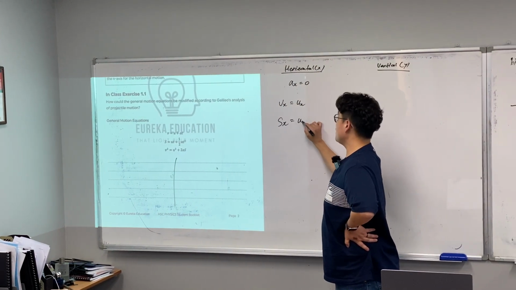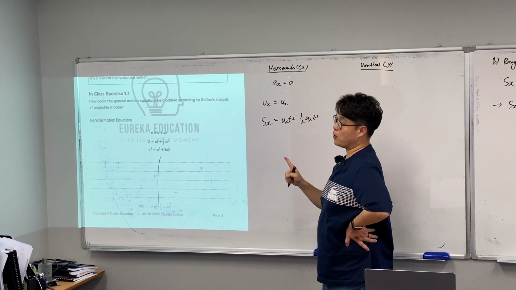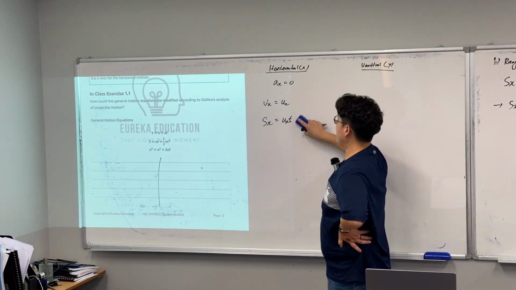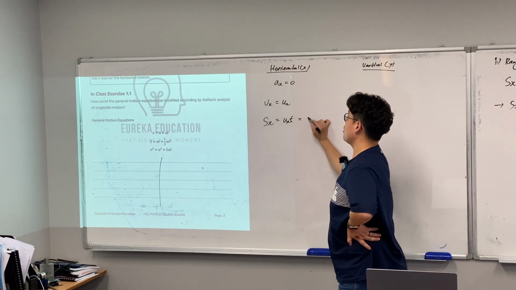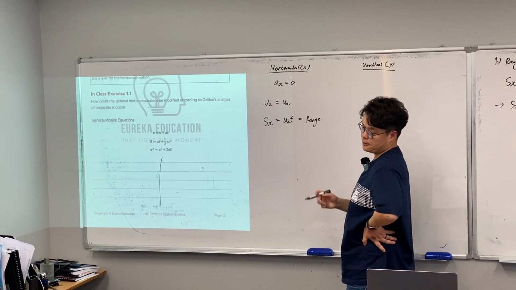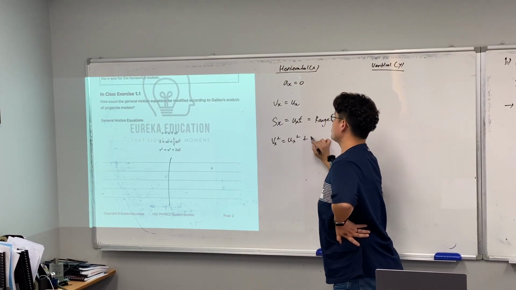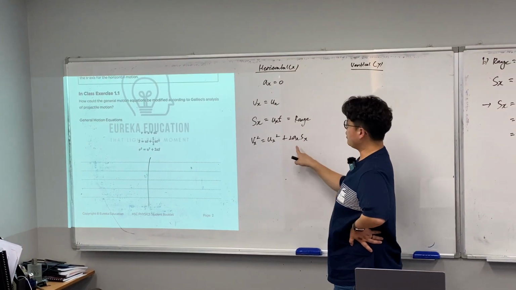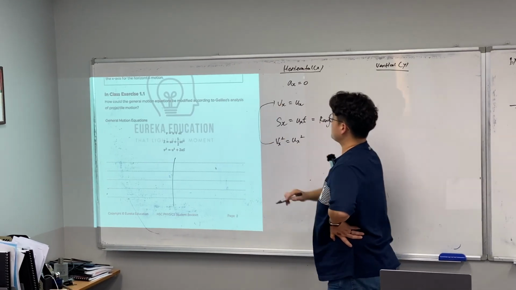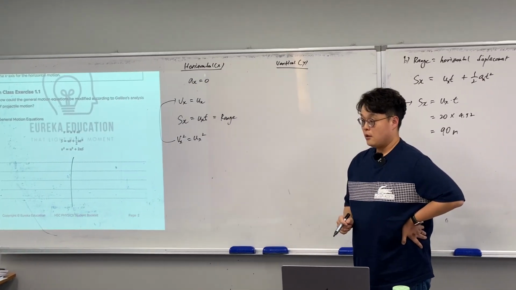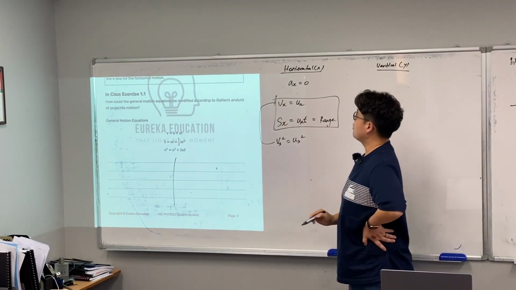What about the second one? Sx equals uxt plus half axt squared. But what do we know for ax? It's 0, so I can ignore that at the back. It's simply giving you that Sx equals ux t, and this is known as the range all the time. The last one, Vx squared equals ux squared plus 2axsx. As we know, ax is 0, so the last one we ignore that too. It brings us back to what we had initially. So we get these pieces of information from the horizontal axis.